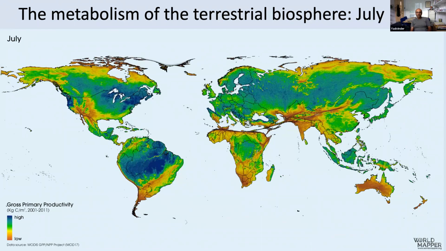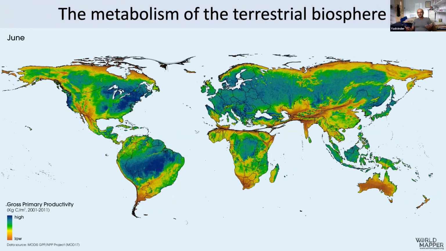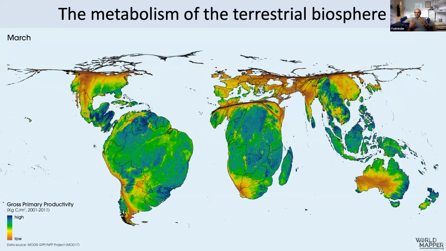If we go to July, we see things are a bit more balanced. The tropics are still quite productive, but there's also been a great greening up of Eurasia and North America. And we see a more balanced picture of productivity distributed across the globe. The deserts, the dry areas like the Sahara, are still shrunk to almost nothing, being negligible in terms of productivity.